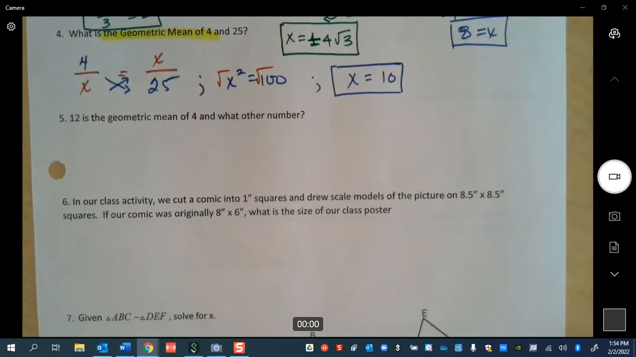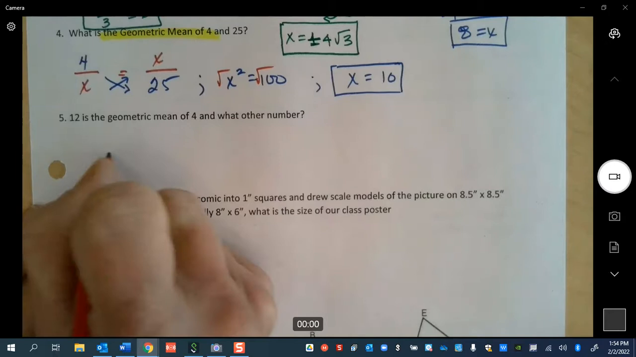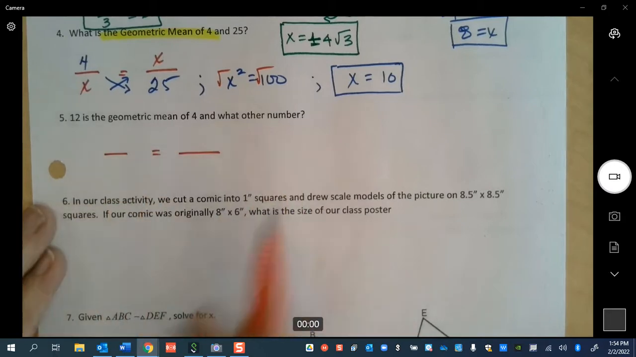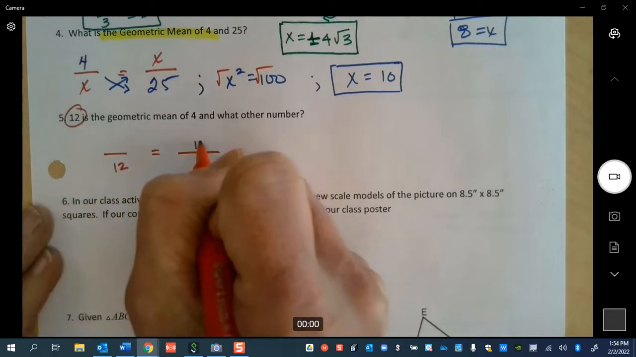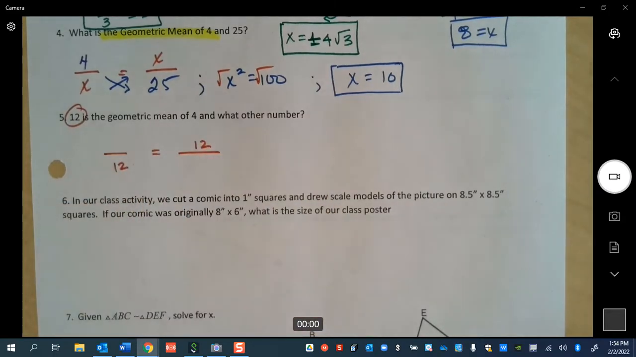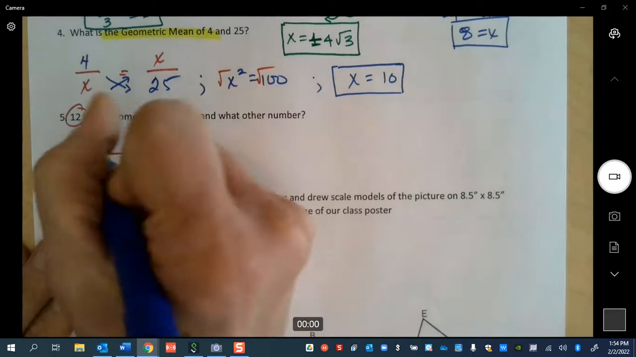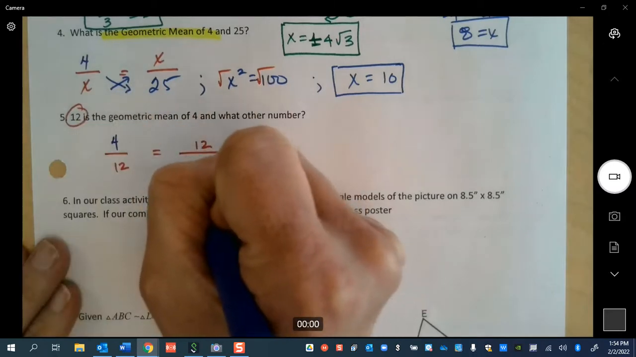So number 5 takes that same conversation about geometric mean, but now instead of not knowing what it is, this time they tell me it is 12. So if 12 is my geometric mean, he's going to sit in this ratio such that he's in the denominator of one fraction and the numerator of the other. So 12 is the geometric mean of 4 and what other number?